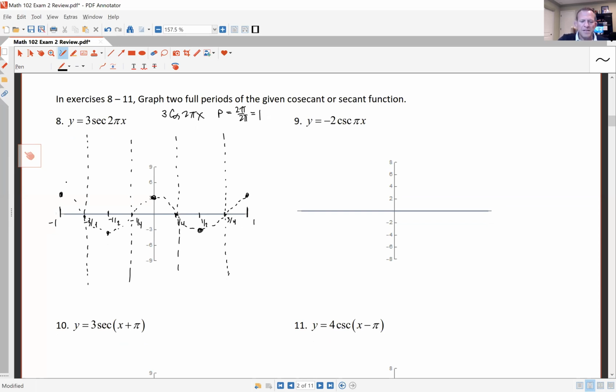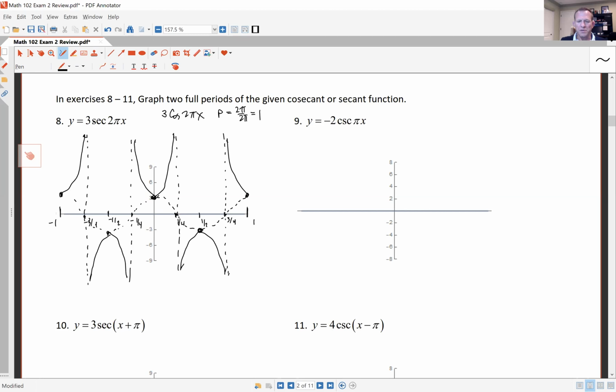And then any of these guys in between 0 and 1, when you take the reciprocals, they become bigger than 1, and they shoot off to positive infinity. So we just make our graph come close to the asymptotes. And that's what the graph of 3 secant 2 pi x looks like.